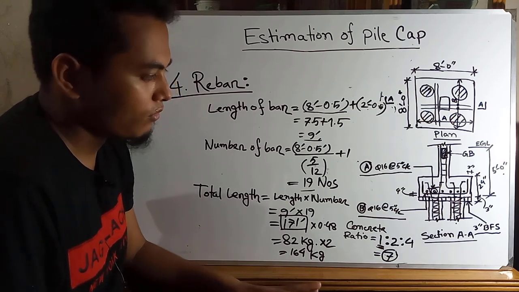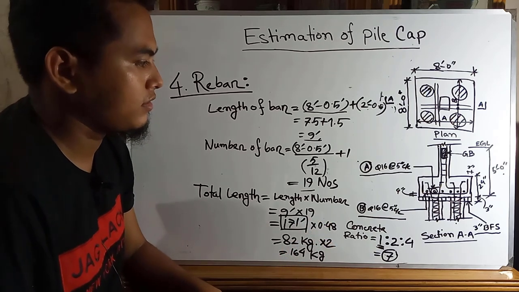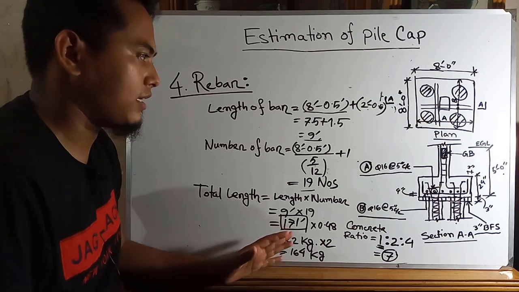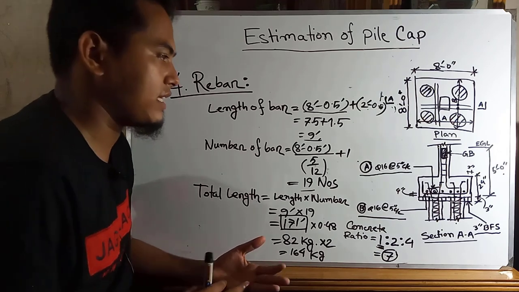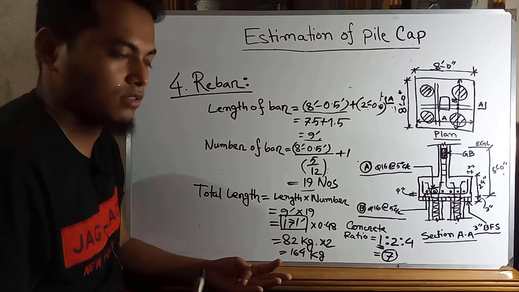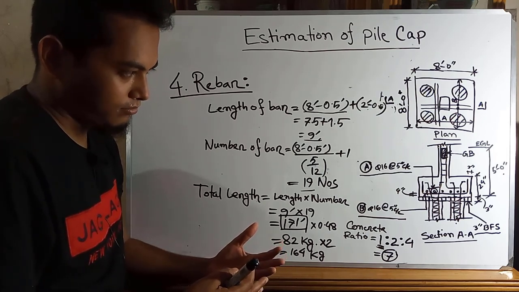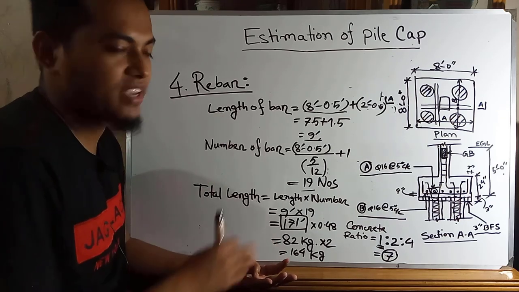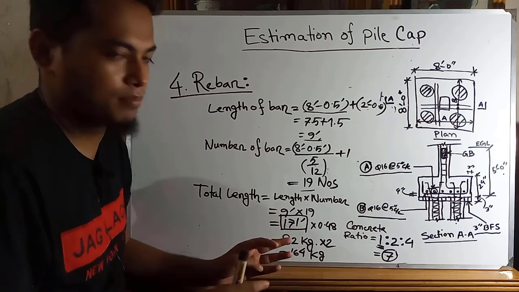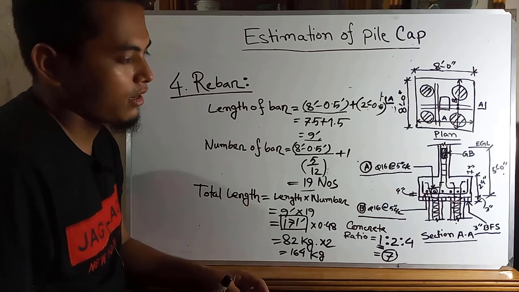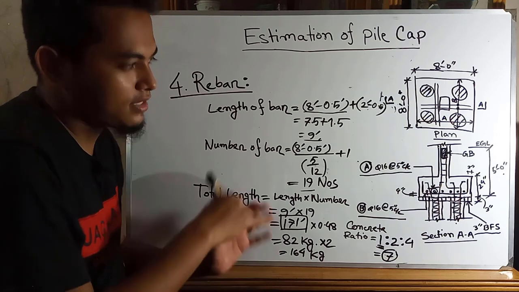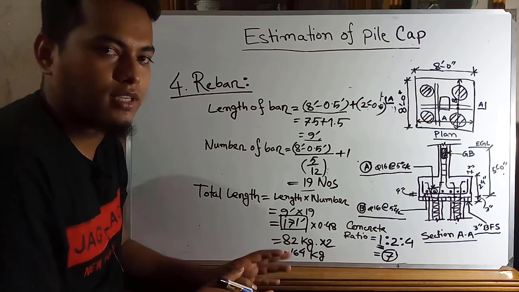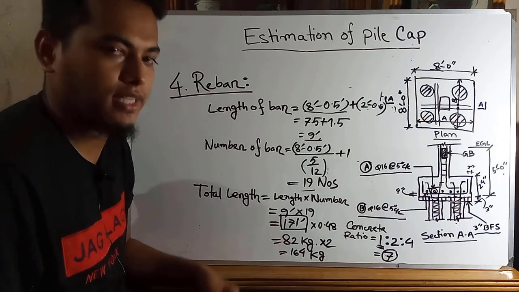So we have found all the materials and all the items for the pile cap estimation. First we estimate the earth cutting, or the soil cutting area and soil cutting volume, and second we find the BFS area and the materials for BFS. Third we find the concrete volume, and finally we find the reinforcement. So this is all of the pile cap estimation. So I think if you watch this video carefully, you will also be able to estimate a pile cap very easily.